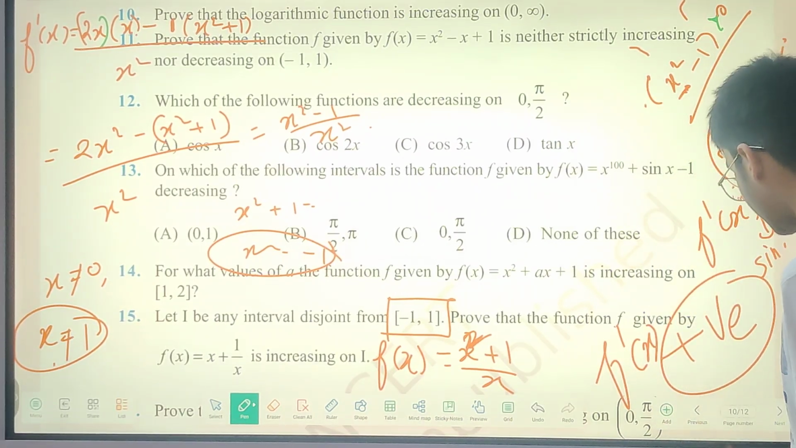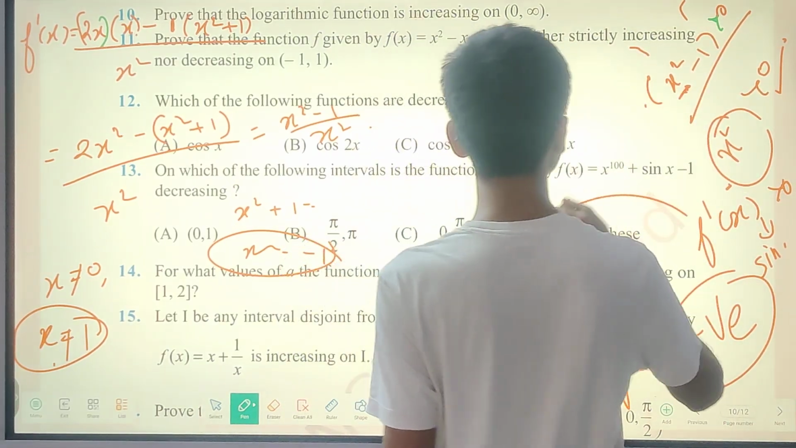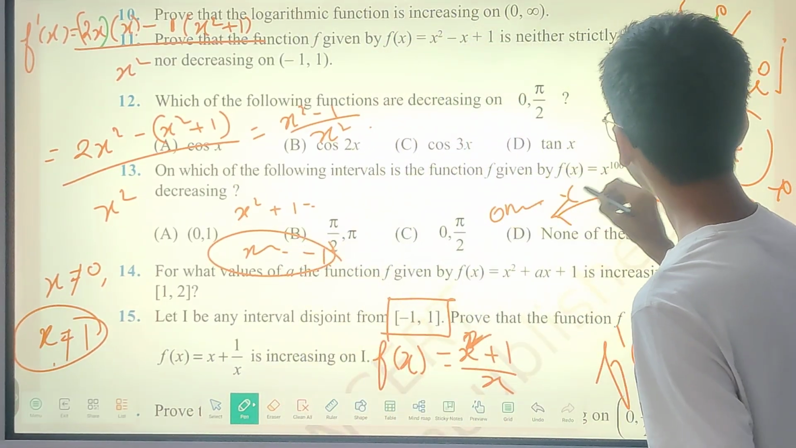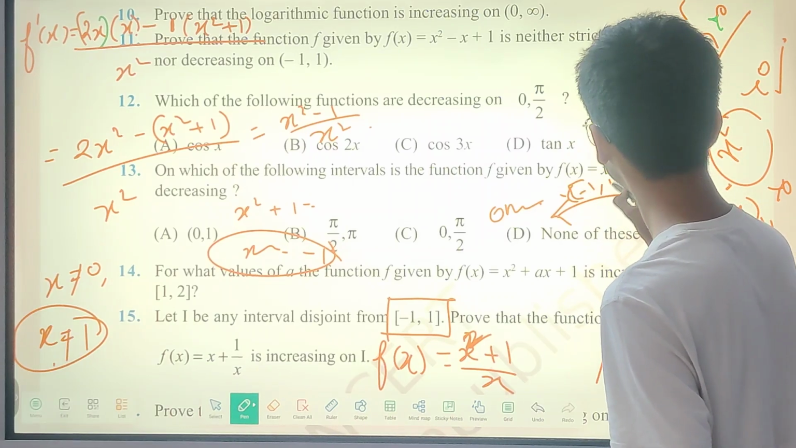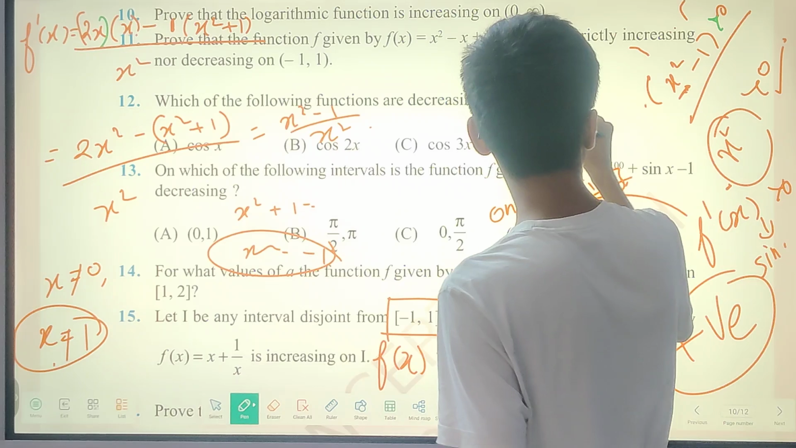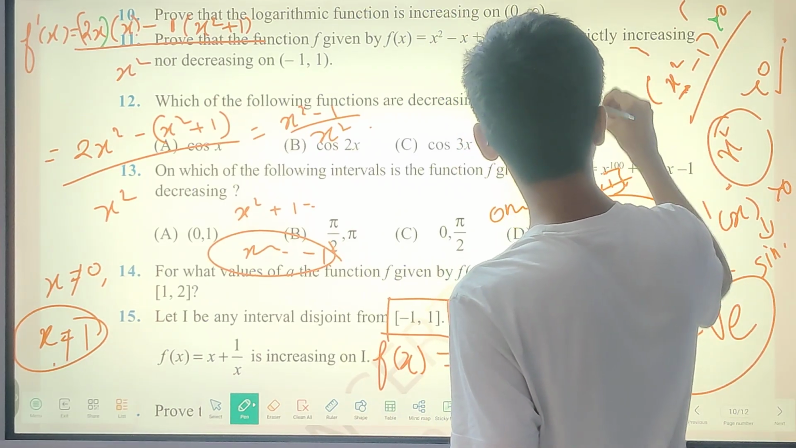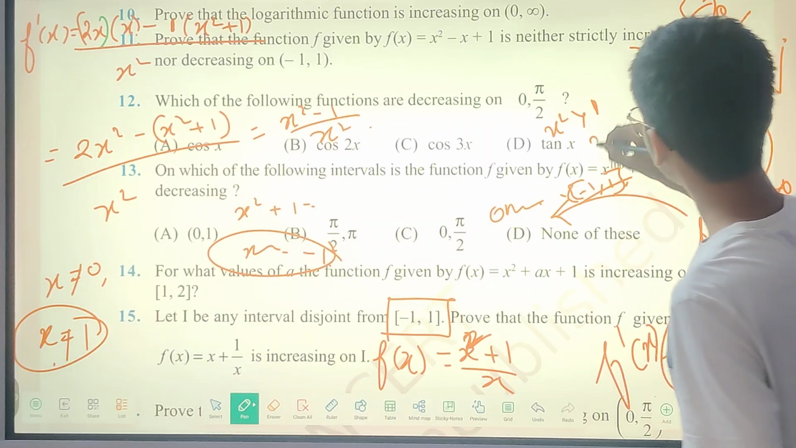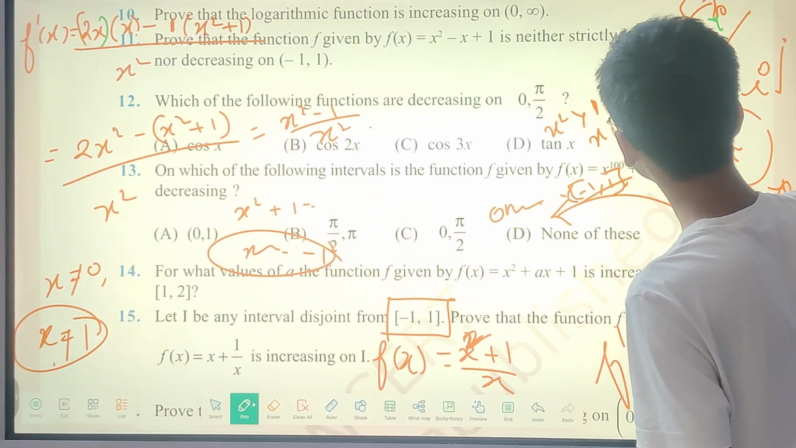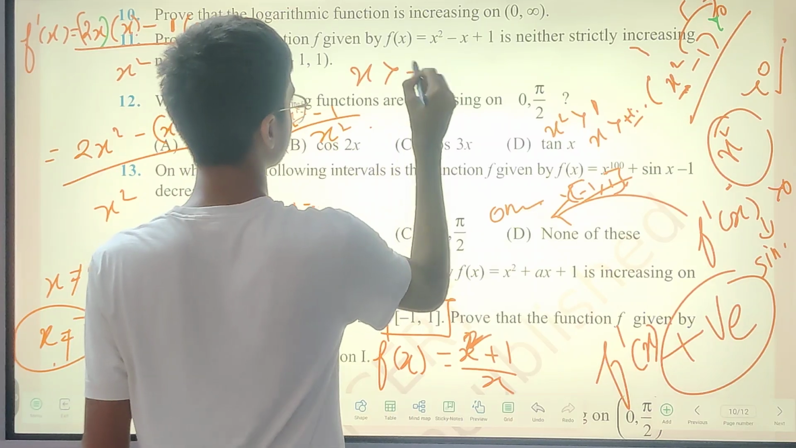Strictly increasing, but only in the absence of this. Only this should not be there. Okay, so you have to prove it like this. You can prove it like x square is greater than 1. Just take it this side. Then x is plus or minus 1. So you have to take this as two cases. x is greater than plus 1.